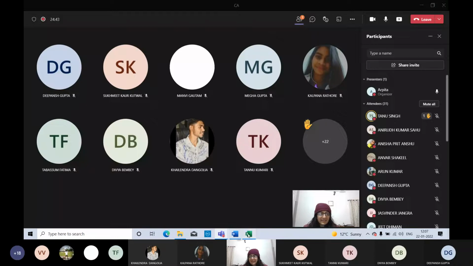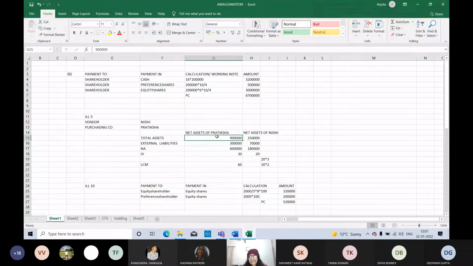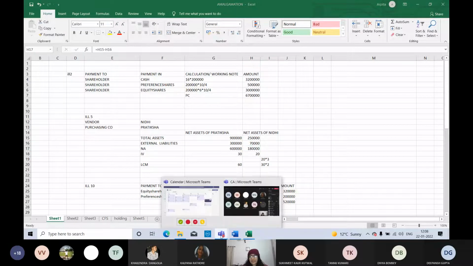I'll explain it to you if you have a doubt. See, the total asset is 9 lakh, I know. Now, what is net asset? Net asset is always total asset minus the external liabilities. If I look at the liability side, I have debenture, which is an external liability, and I also have current liabilities, which is an external liability, which means it is 3 lakh. So the net asset is going to be 9 lakh minus 3 lakh, which comes out to be 6 lakh. Similarly, for Nidhi, the total of the asset side is 2,50,000 minus the current liabilities of 70,000, which means it is 1,80,000. Is it clear till net asset?